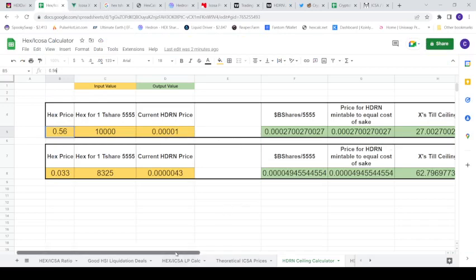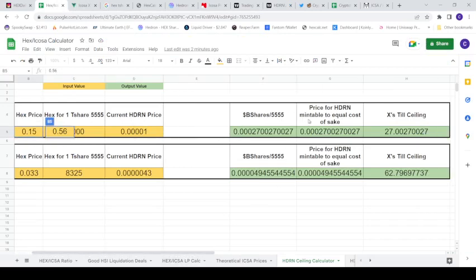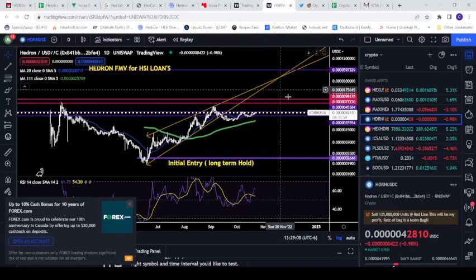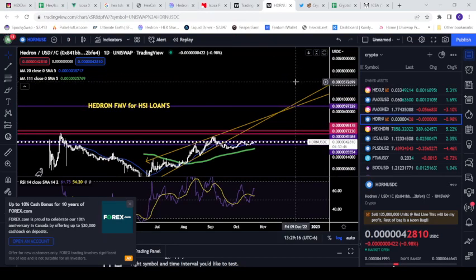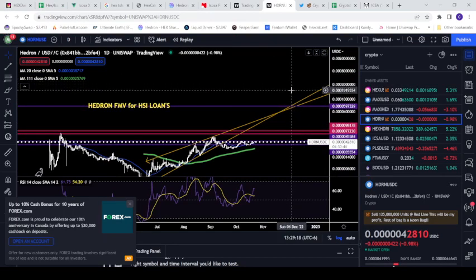So basically at 4 zeros and a 1, it'd be a 27x until the ceiling price is reached. And the ceiling price would be 3 zeros and a 2.7. So that'd be way up here. Yeah, so that's kind of crazy.